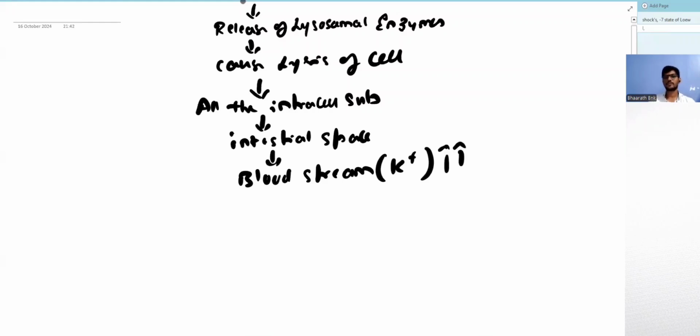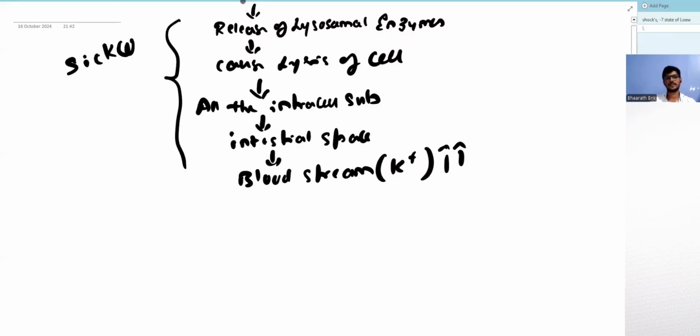This is because one of the reasons is the cell, most likely a muscle cell, because muscle cells are the most underperfused cells and they contain a lot of potassium. So when the cell lyses, it releases all of this potassium into the interstitial space, which eventually enters the bloodstream. This entire thing is called sick cell syndrome.